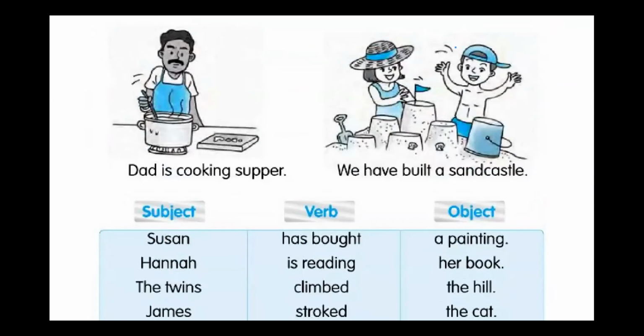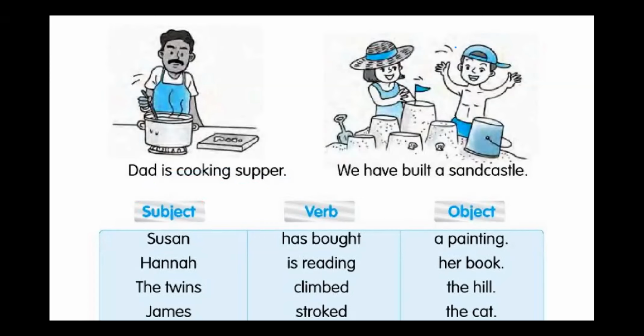Dad is cooking supper. So here, let's try to identify: dad is the subject, cooking is the verb, supper is the object. Supper is food. खाना बना रहे हैं, उसे supper कहते हैं.